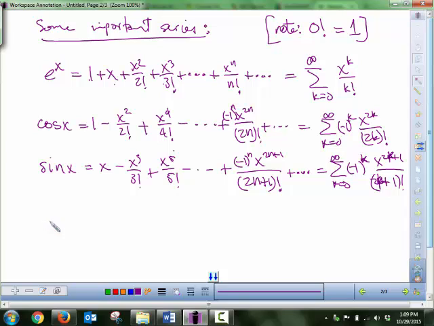Now there's another one that seems like it's a whole new series. But this one, another easy one to remember, you just have to remember this function, 1 over 1 minus x. And the power series for that is 1 plus x plus x squared plus x cubed, etc. So I think that's about the easiest series to try and remember.